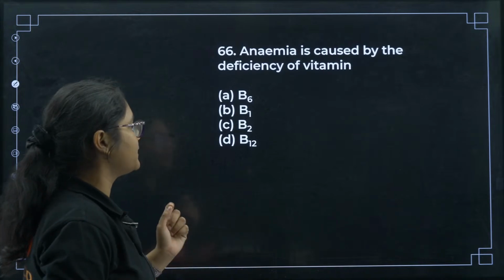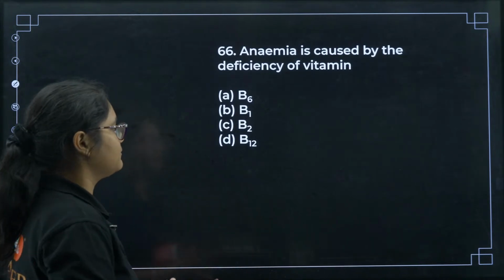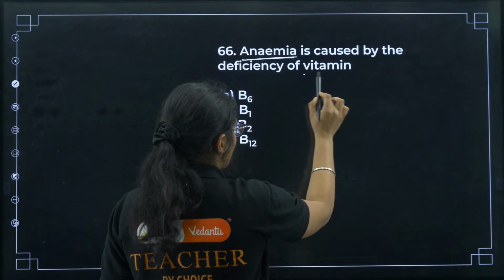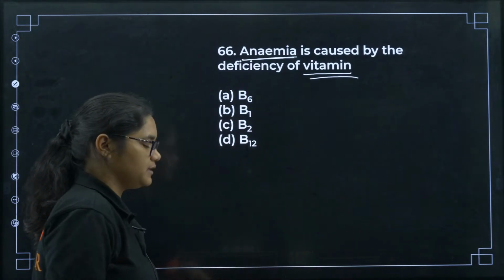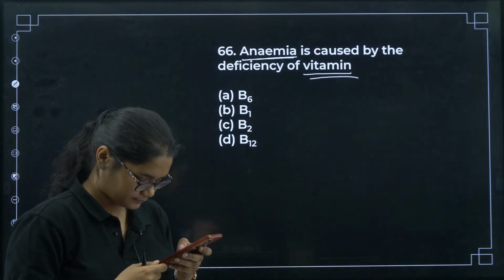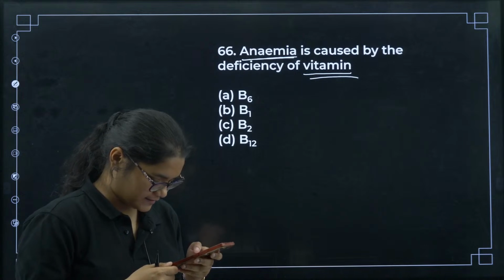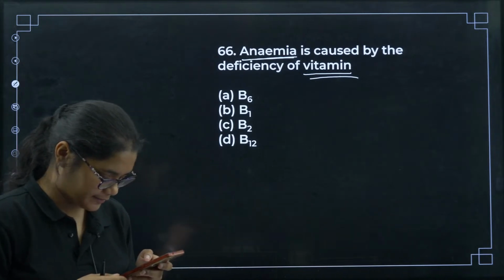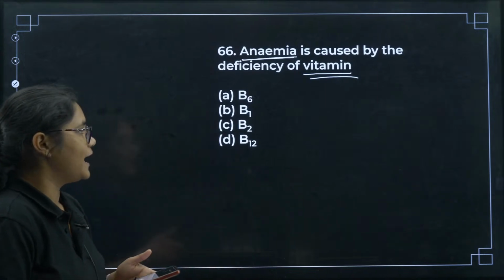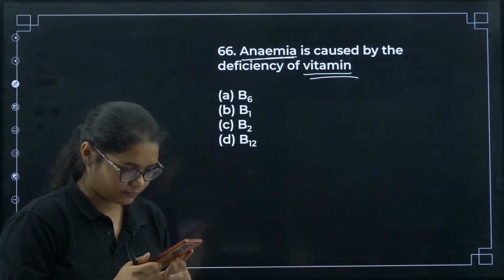Anemia is caused by the deficiency of which vitamin? So you have to find out anemia is a deficiency disease caused by which vitamin? B6, B1, B2 or B12. Okay. Yes, 67 is B. Lakshmi, you are correct. Next question, 66, can you answer? Anemia is caused by the deficiency of which vitamin?